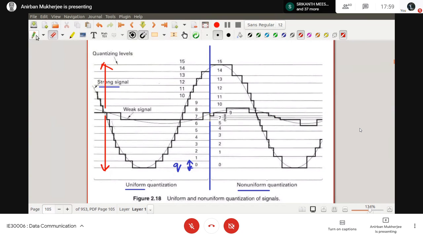Now let us see the weak signal. If I do the quantization with the uniform one, what will happen? I have only two different levels for the whole signal. On the symmetric part, with the non-uniform quantization, I have 1, 2, 3, 4, most probably 5 different levels, because this is the range.